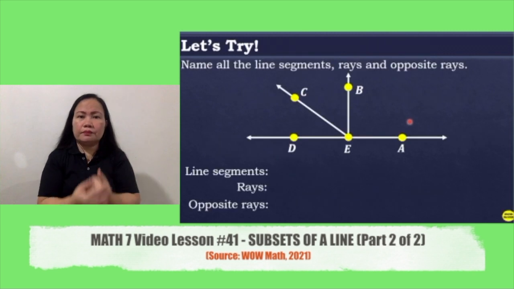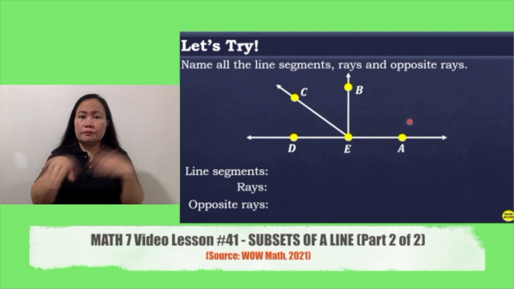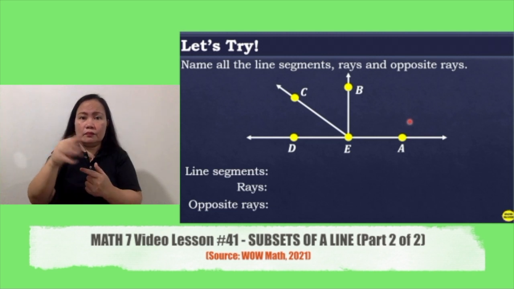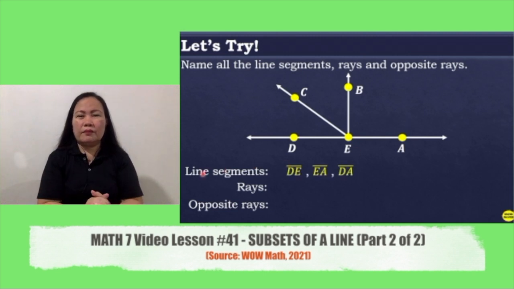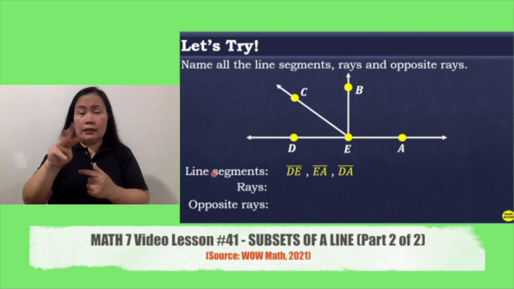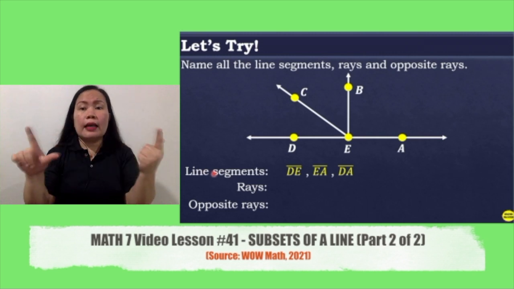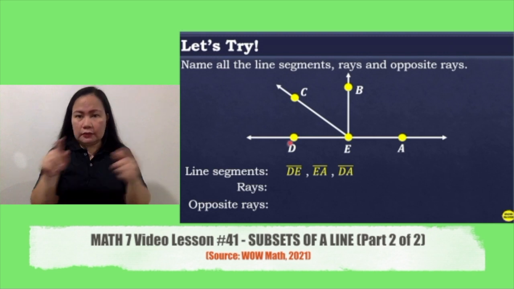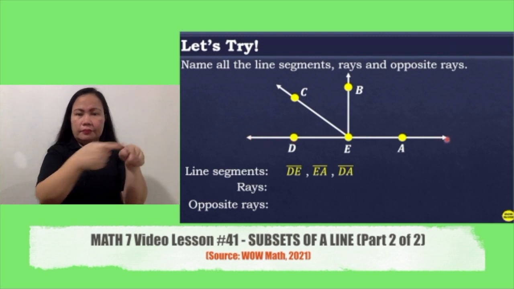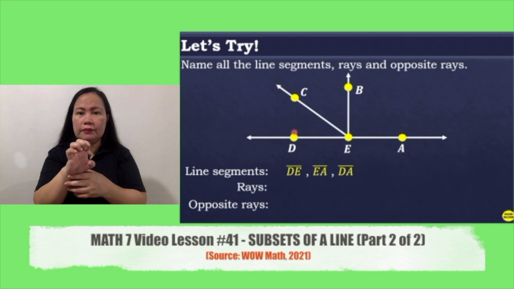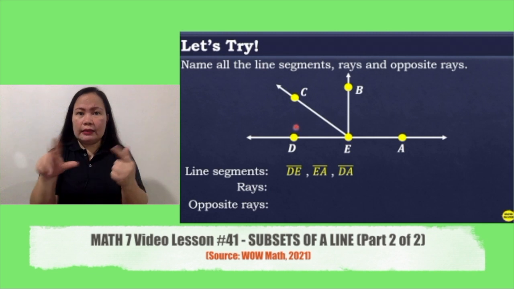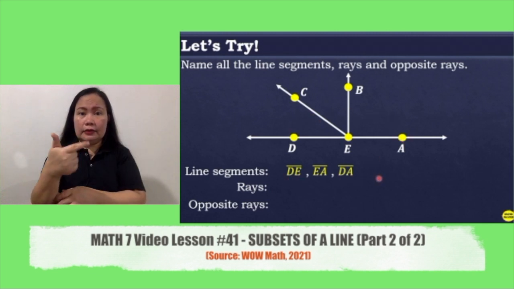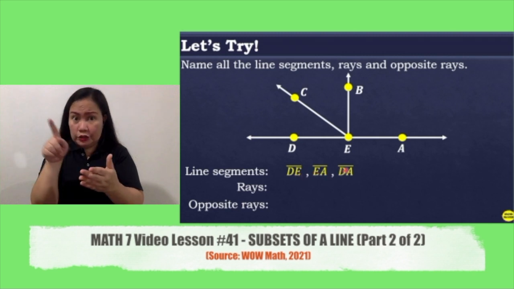Okay, so let's try. So, I have here a figure. Name all the line segments, rays, and opposite rays. So, for line segments, we have, so again ang line segment, makikita lang natin siya kapag meron kang line. Okay? Ang line segment ay makikita lang po natin pag meron tayong line. So, ang line segment mo, dito mo lang siya kukunin kasi ito yung may line. Okay? So, line segment DE, line segment EA, and line segment DA. So, we have 3 line segments. Para ma-check mo kung tama yung bilang ng line segments, balikan mo yung formula natin kanina.